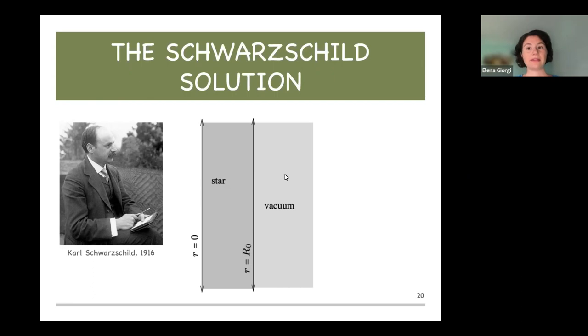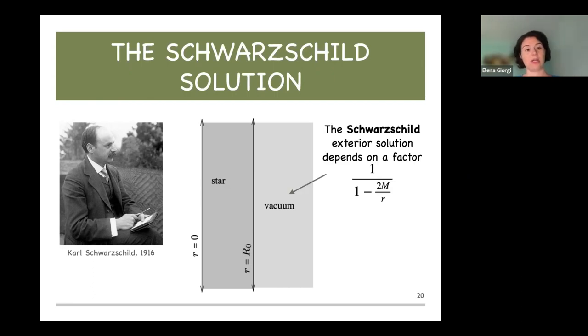But now, he found that the exterior solution depends on a factor of 1 over 1 minus 2m over r, where m is the mass of the star and r is the distance from the center of the star. But this poses a potential problem, because if the distance r is equal to 2m, then this factor would become 2m over 2m, so equal to 1. So the denominator would become 1 minus 1, so 0. So the entire fraction would be 1 over 0. And we know that this is forbidden by the laws of mathematics. We cannot divide by zero. So would this mean that this solution is only valid if R0 is larger than 2m?